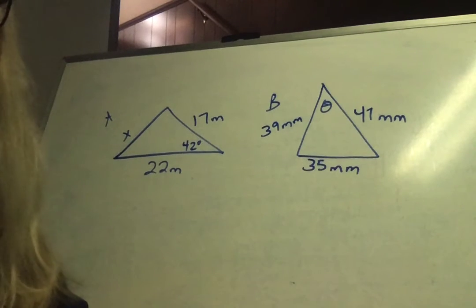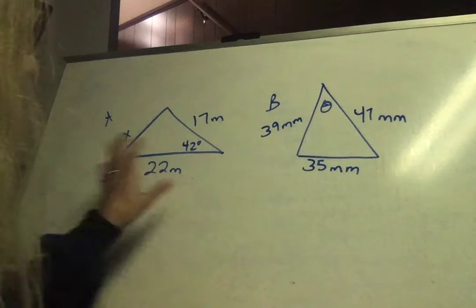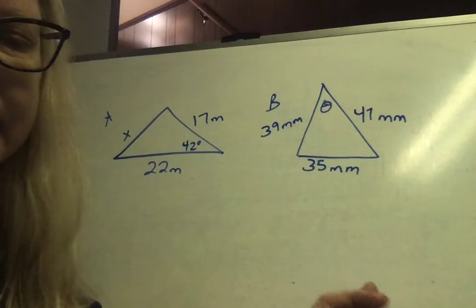Okay, today we're looking at the homework for Law of Cosines. I'm going to do A and B and just assign you the next four, C, D, E, F.